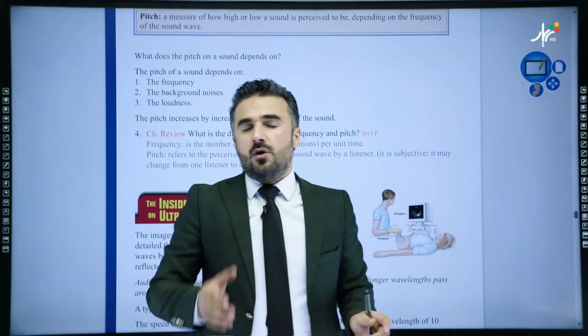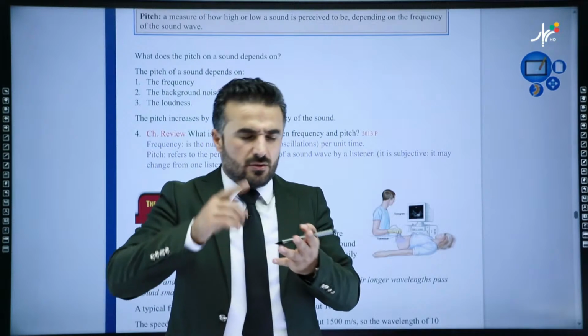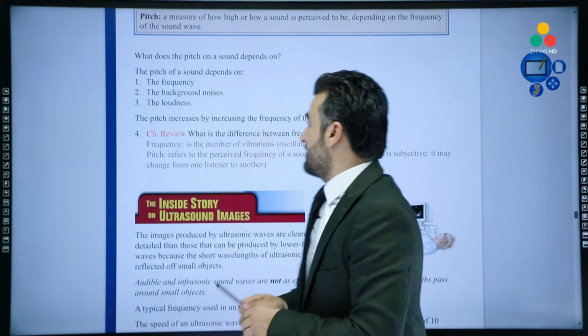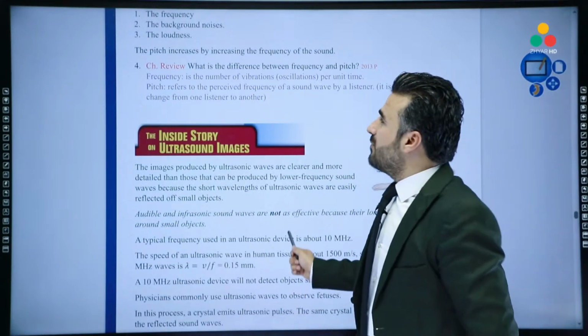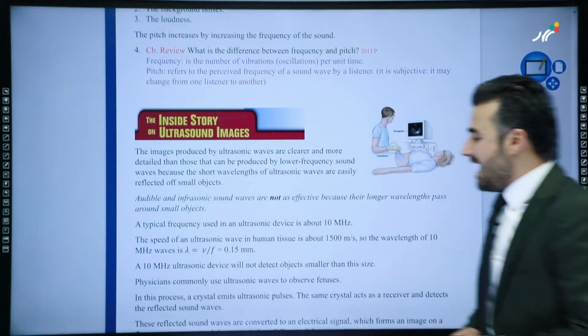So once again, what does the pitch depend on? It depends on the frequency, it depends on the background noise, and it also depends on the loudness. The pitch increases by increasing the frequency of a sound. We've mentioned that. Now we have question 4, which says: what is the difference between frequency and pitch?